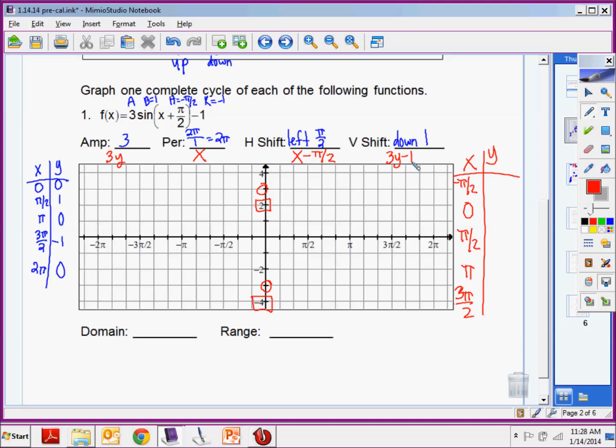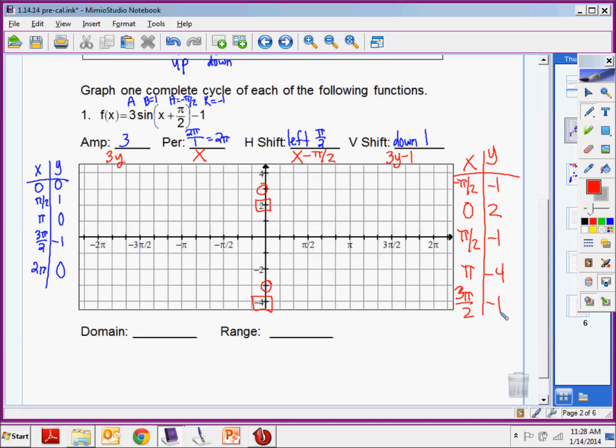0? 0. Minus 1? -1. 1 times 3 is 3, minus 1 is 2. Then -1. Again at 0 it's going to give me -1. Now, -1 times 3 is -3, and -3 minus 1 is -4. Good job. And then my final point is -1. Is my new table completed?